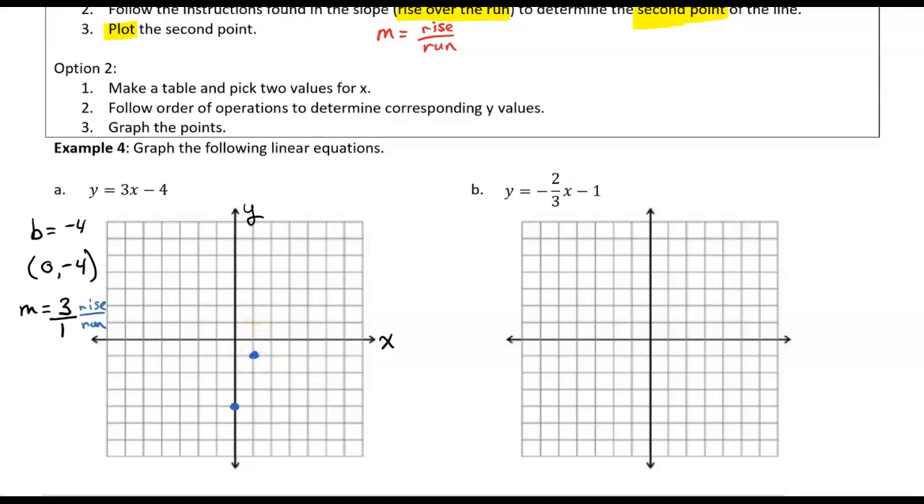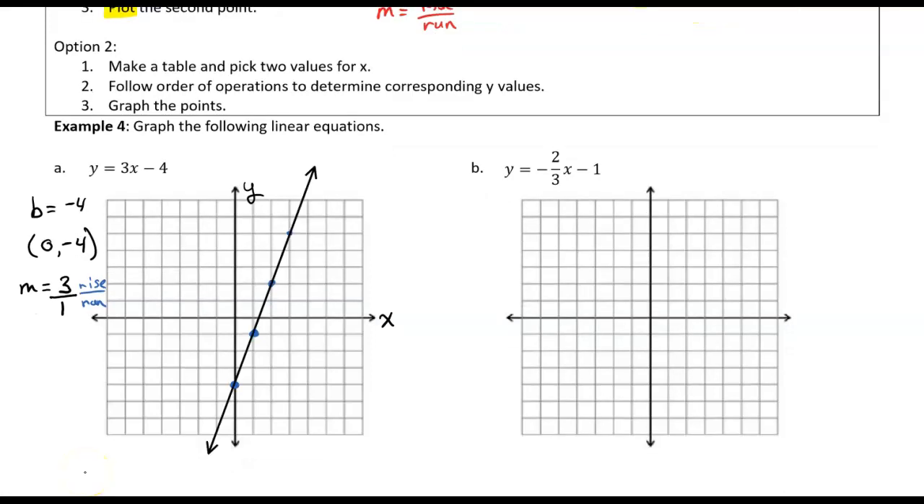And I can connect these and be done and get my graph. I could also continue on if I wanted to. I could go up 1, 2, 3, 1, right? Apply my slope to find a third point, or maybe a fourth point, right? If I had a little more room, I can find a fifth point. As long as you have 2 points, you can make the graph, connecting those points with a straight line. I get the graph of my equation.